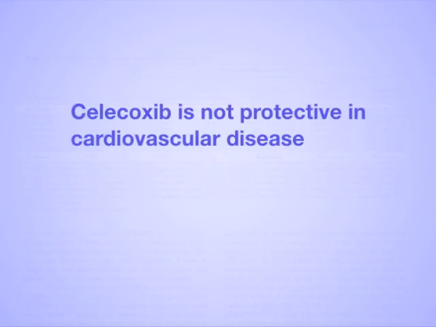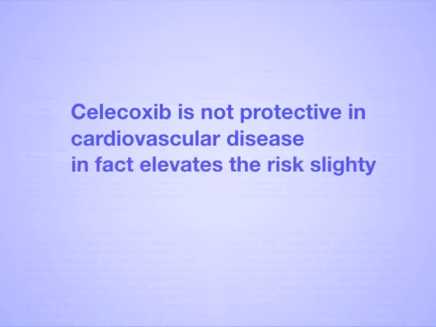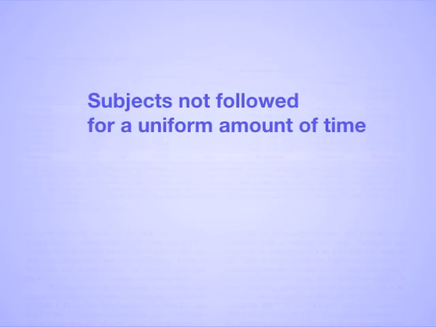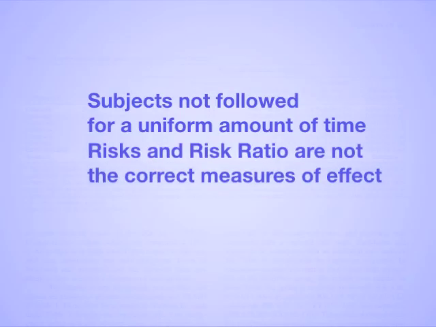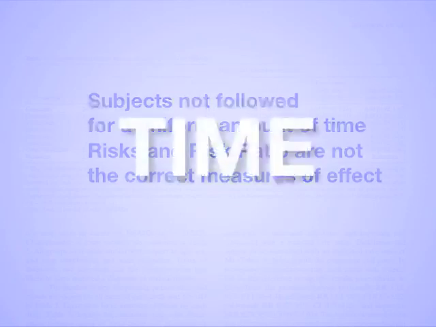If you're paying attention, you know that these values cannot be correct. We know that celecoxib is not protective in cardiovascular disease and in fact elevates the risk slightly. These values are biased by the fact that the subjects were not followed for a uniform period of time. Risks and risk ratios were not the correct measures of effect. We need to incorporate time.